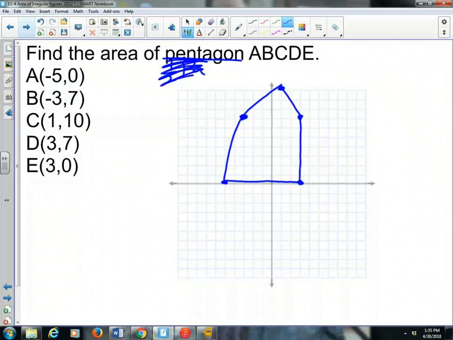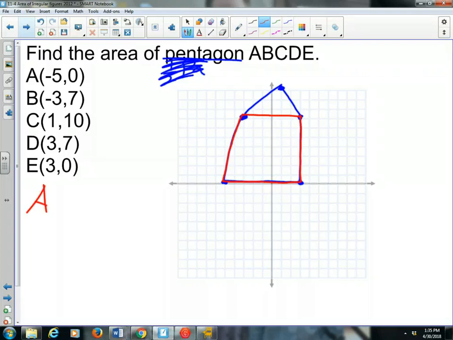So what are we going to do? We're going to take out our sword again, and we're going to cut this figure up into figures that we can take the area of. I would say let's slice it right there. And now we have a triangle, 1/2 base times height, and then this part right here is going to be a trapezoid, and we can find the area of the trapezoid.